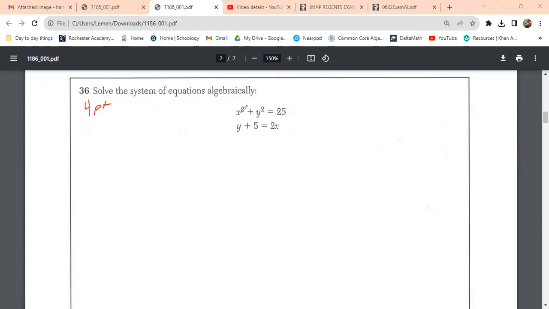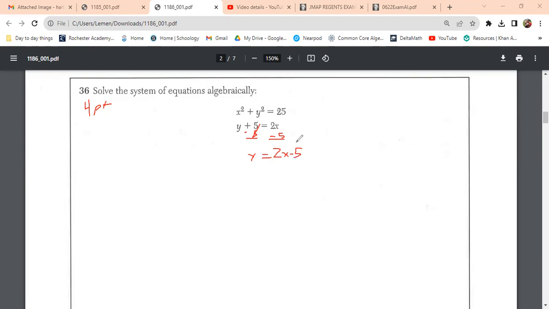So basically, I have two equations. This is a circle, this is a line. And what I'm going to do is use substitution. I'm going to get y by itself, and then plug it into the first equation, and then try to solve this either using the quadratic formula or factoring or something like that. So I'm going to subtract 5 from both sides. So this is going to cancel. I'm going to have y equals 2x minus 5.